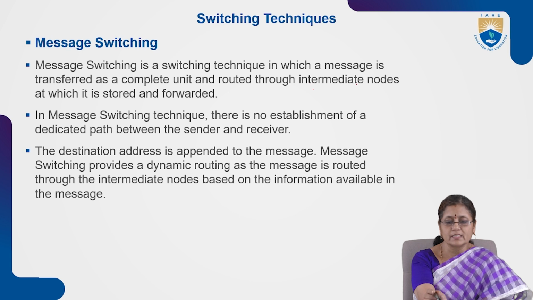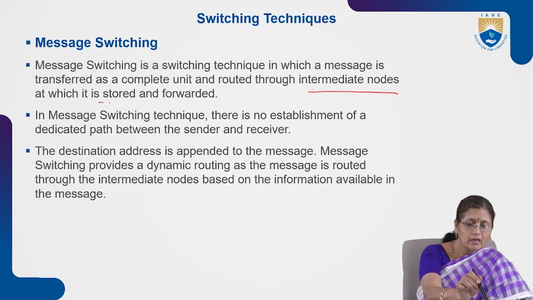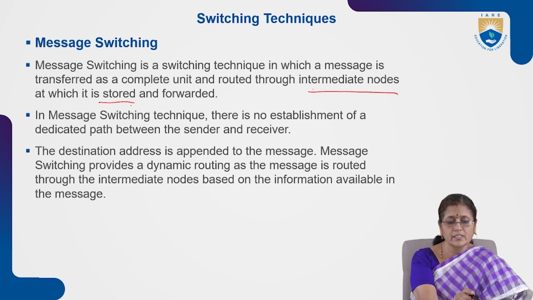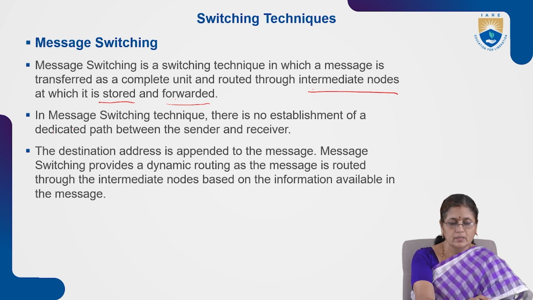Those nodes we call intermediate nodes, through which it is stored. So in the intermediate nodes, first of all the message is stored. Then afterwards, after storage, it is forwarded to the other node present in the intermediate nodes.